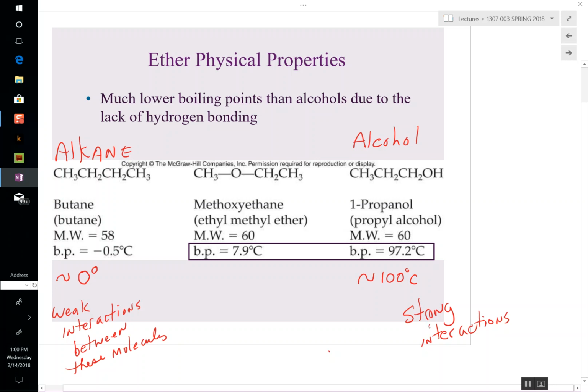Well, that's because if we go out to this end over here, we see a carbon, we see an oxygen, and we see a hydrogen. We've got a hydrogen on an oxygen. They have very different electronegativities. So this oxygen has kind of a negative character to it, and that hydrogen has a positive character to it. So what happens over here is that you can get hydrogen bonding between two alcohol molecules.